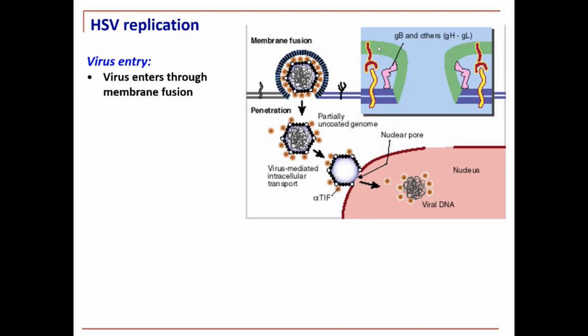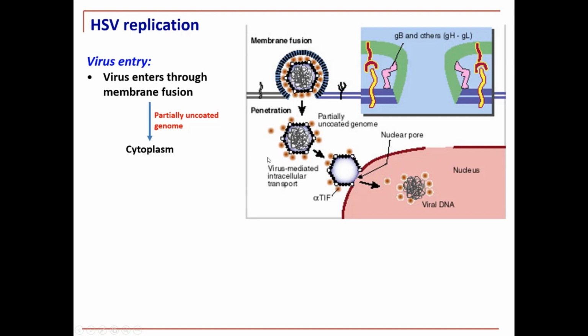So what's happening at its replication? We're going to keep this very, very simple. The virus enters through membrane fusion. In other words, the plasma membrane, the cell membrane, fuses with the membrane of the envelope of the virus, and that's mediated by a variety of viral proteins and host receptors. This then releases a partially uncoated genome into the cytoplasm of the cell.